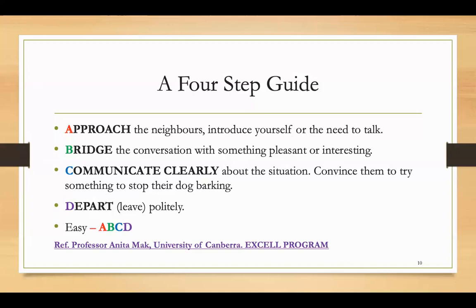The third thing that is advised is to communicate clearly. And in this case, I want to convince them to do something to stop their dog barking. And finally, I will leave them and politely say something nice so that they feel I'm a pleasant person and I'm not angry with them, but I would like to solve the problem. So that's easy. You can see it's easy to remember. A, B, C, D. Approach, bridge, communicate, depart. And that is the model that works really well.